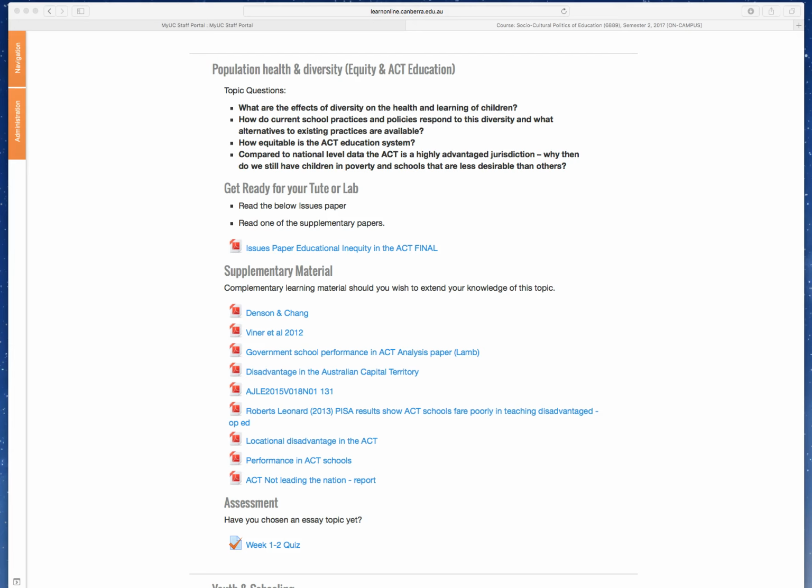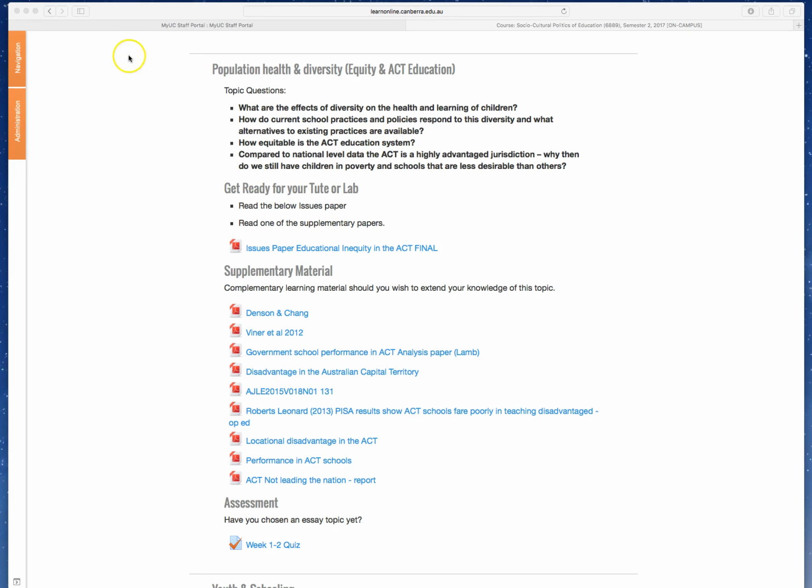This week's unit is about population health and diversity with a big focus on equity in the ACT education system. So I'm going to cover two issues here. And there's quite a few extra readings you'll notice down in this section here. That's not to make you think there's a heap to read. Really, you only need to read the issues paper to be able to answer the questions, and the history stuff from last week, and a couple of points I'll make in this little talk.